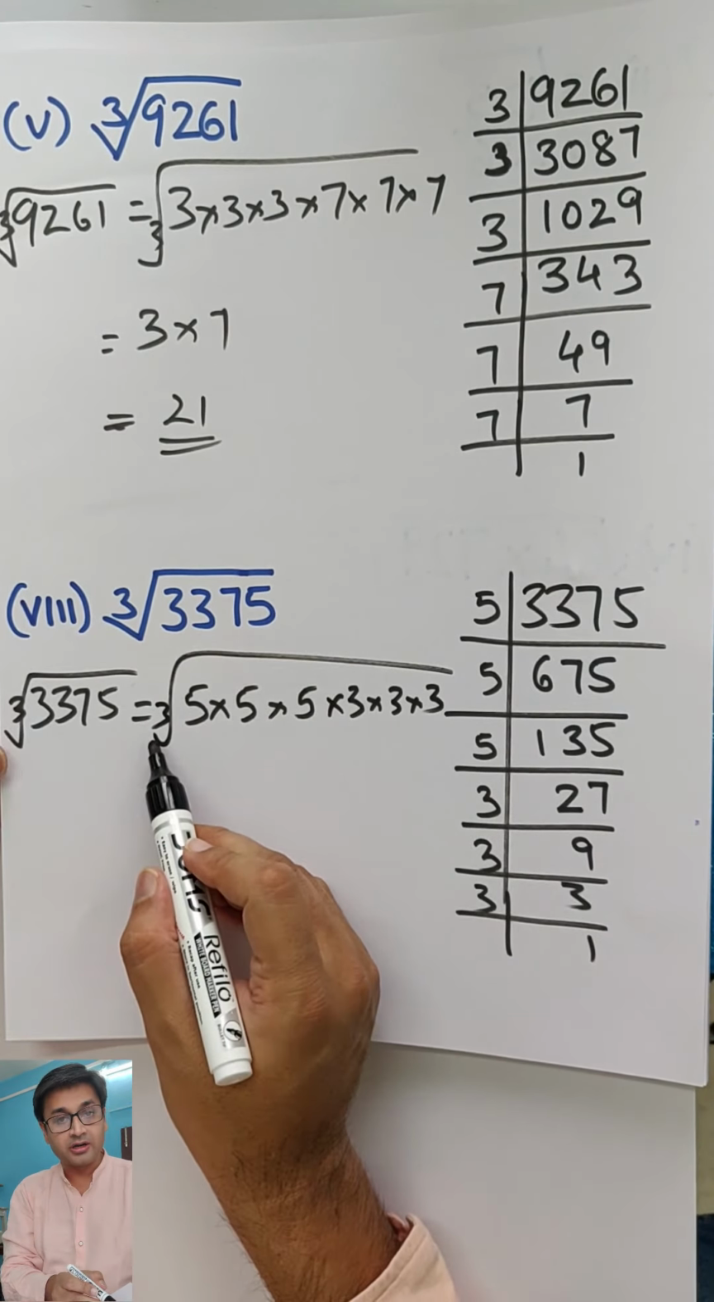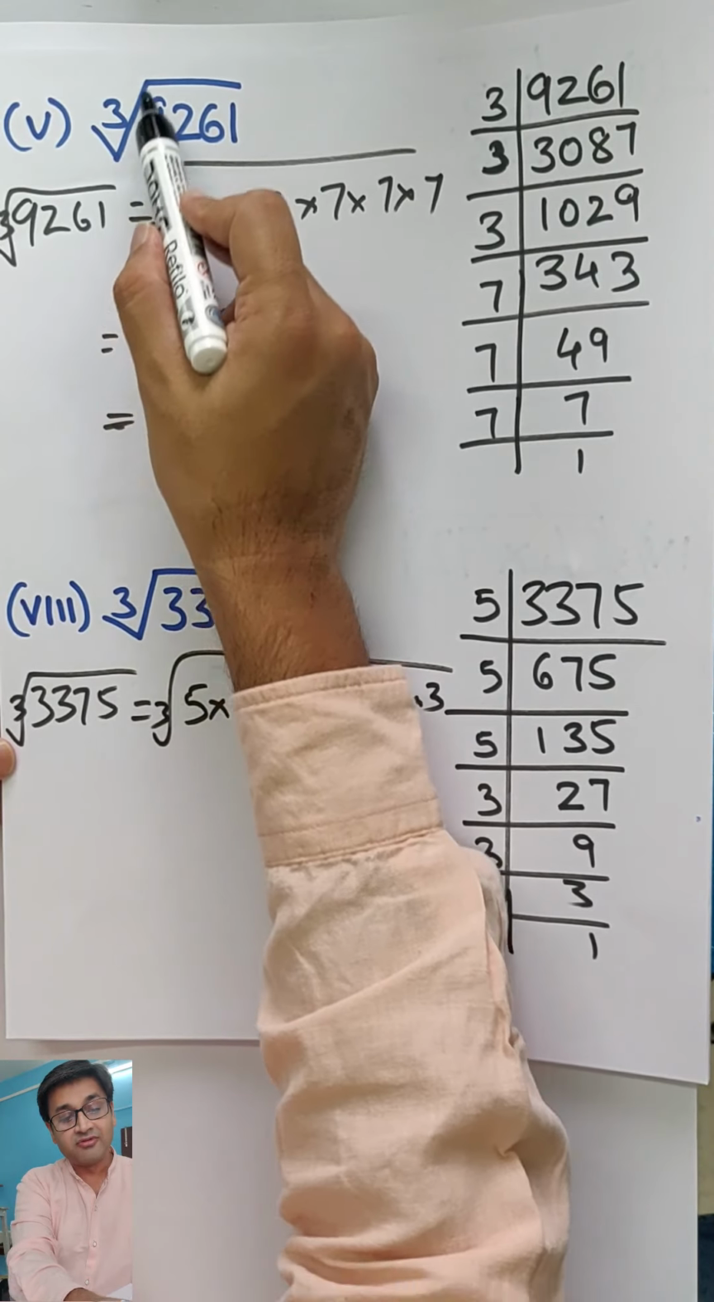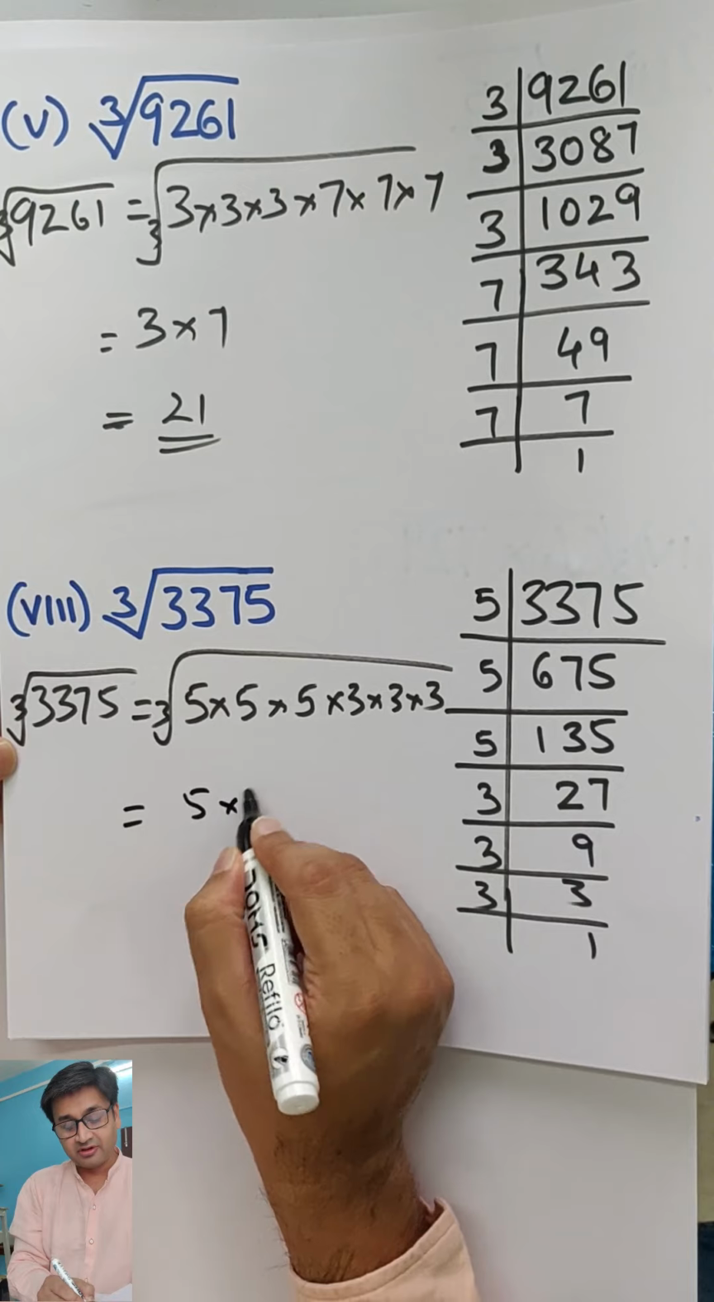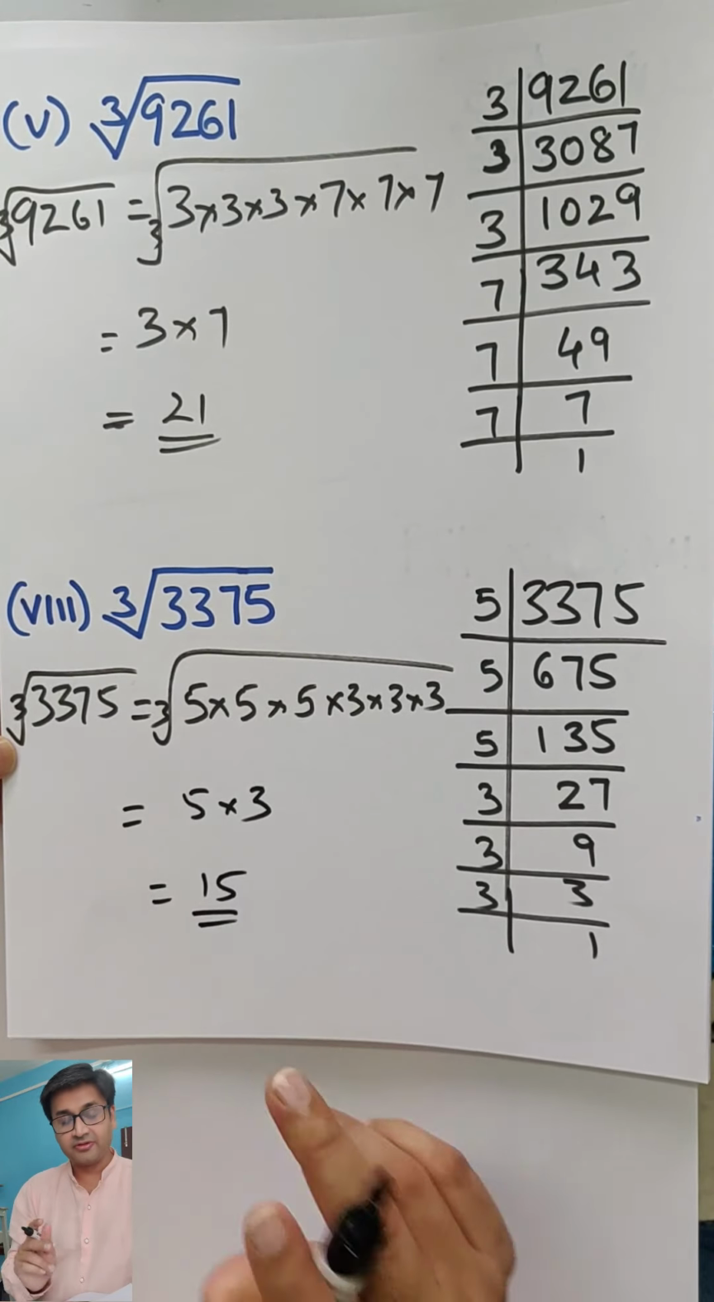Everything under the cube root. I hope you know how to write cube root. You write this 3 within this, okay? Don't write this outside. This will come within it. So 5 into 3, finally 15.